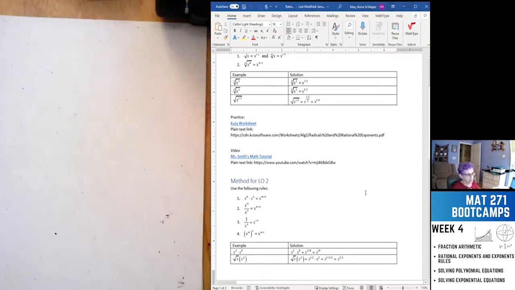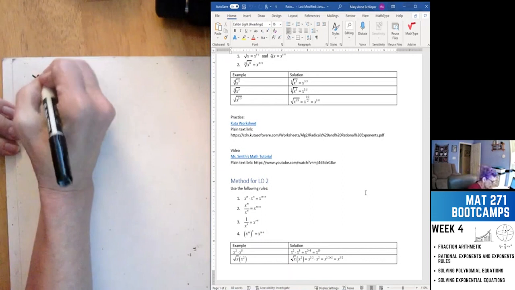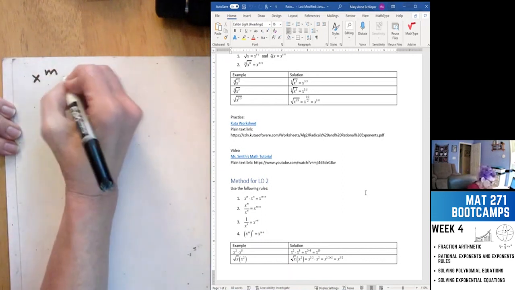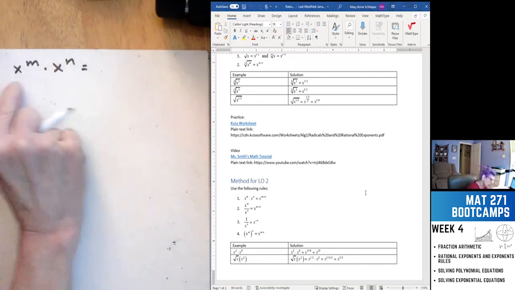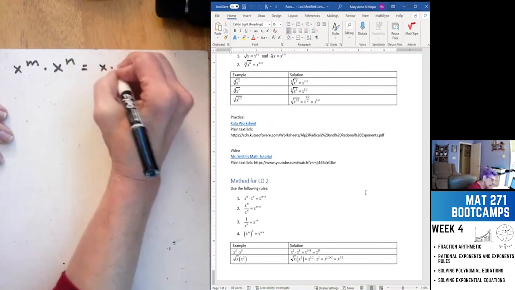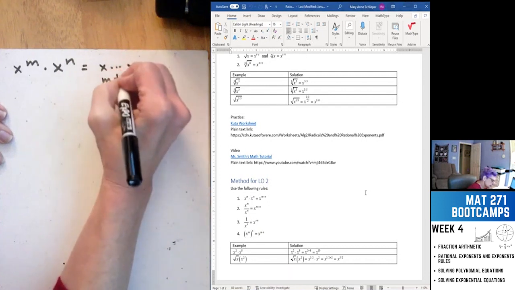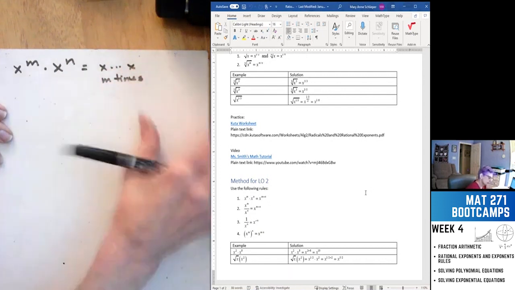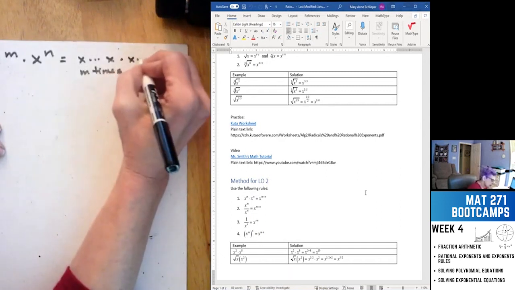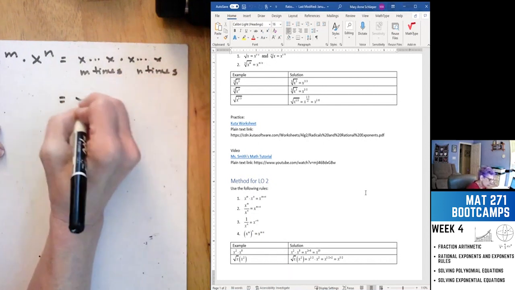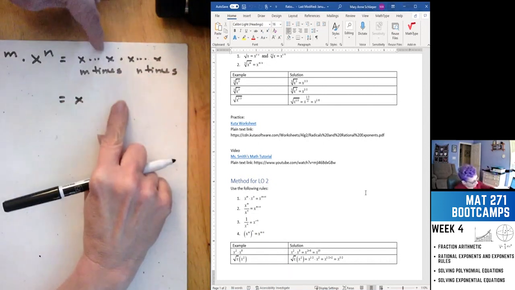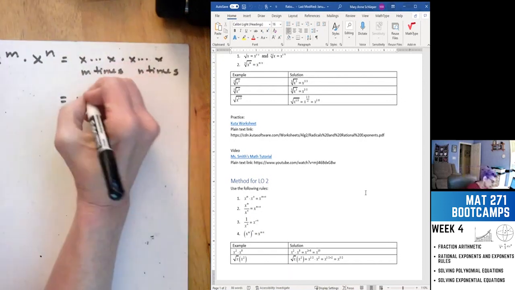Then the laws of exponents. I know you learned them all, but maybe you haven't used them in a while, so you may be rusty. If we have x to the m times x to the n, well, that's like we have written x down m times, and then we've written x down n times. So how many x's do we have? We have m plus n.